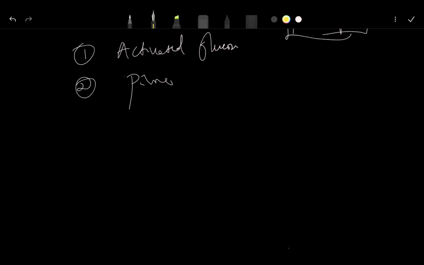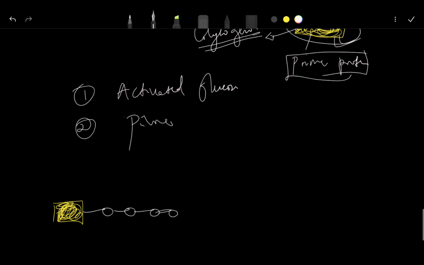Here is our primer protein, that is glycogen. Then here is our short strand of glucose. Now, you know what will happen? Imagine here is, just picture this diagram, that here is UDP glucose. This thing I'm drawing now is UDP. Then here is our glucose.